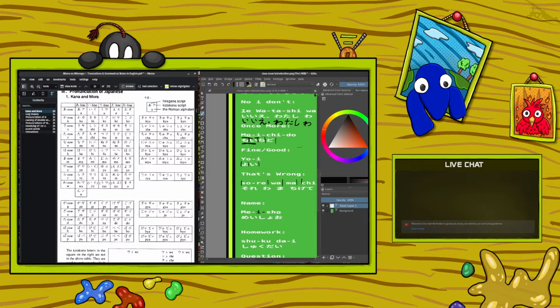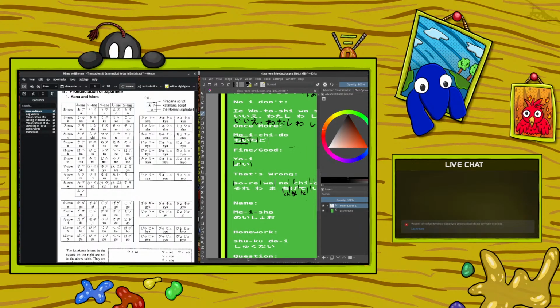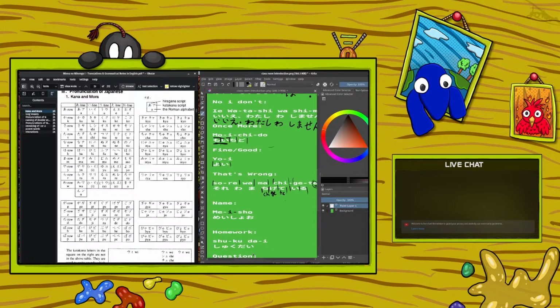So sore wa mashigete iru. So this is the she, this is the ge, and this is the te. And as you know, the te is still there, so it doesn't get silenced. Only the u and the i can actually get silenced sometimes, depending on what letter is before it. So sore wa mashigete iru. That's wrong.